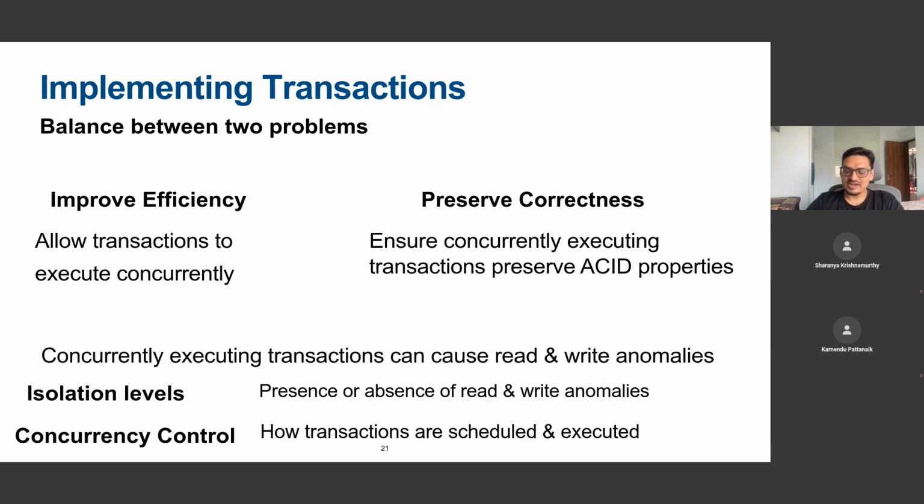And to provide all of this framework, databases will generally end up giving you isolation levels. Again, 4 or 5 different things that I'll show you, and you will get concurrency control.